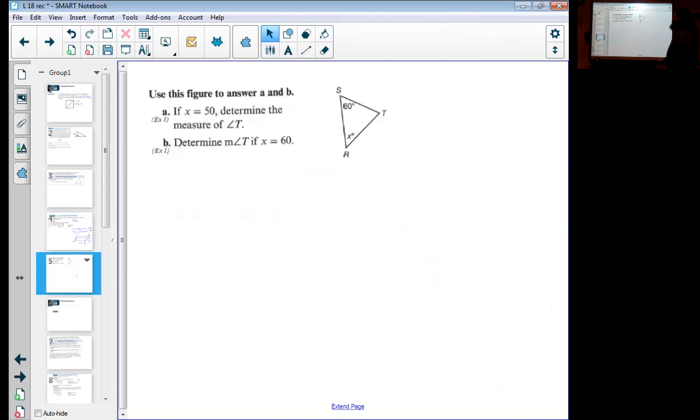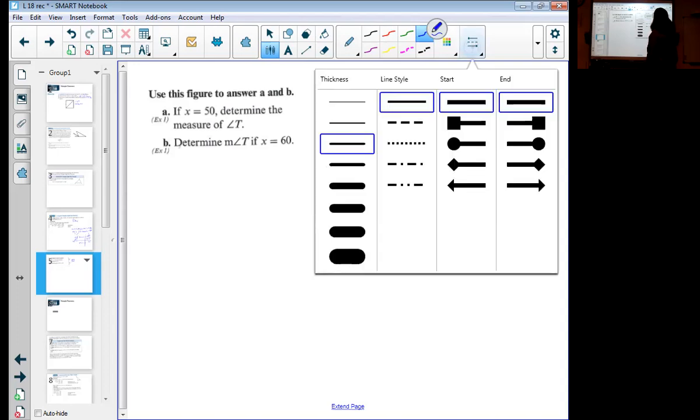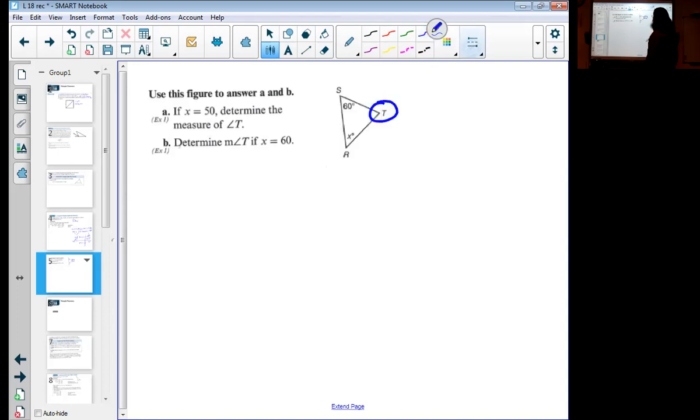If x is equal to 50 degrees, determine the measure of angle T. So we're trying to find this angle here. So we have the measure of angle S, plus the measure of angle R, plus the measure of angle T is equal to 180. Oh, ran out of space.